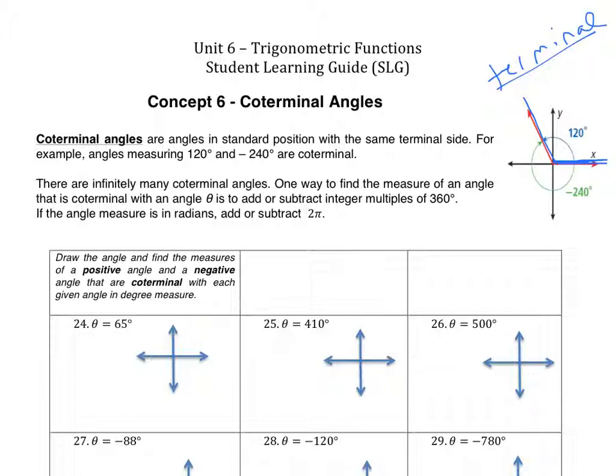So if we look at degrees, that means I have an angle and then I can add 360 to it and end at the same spot. Or I can subtract 360 from it and get an angle as well. So we're going to look at adding and subtracting to positive and negative angles.